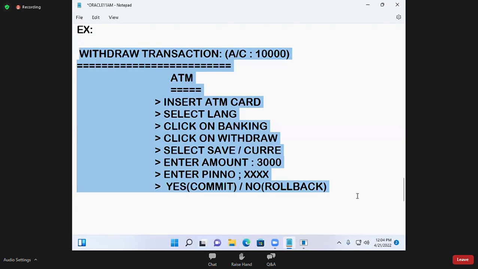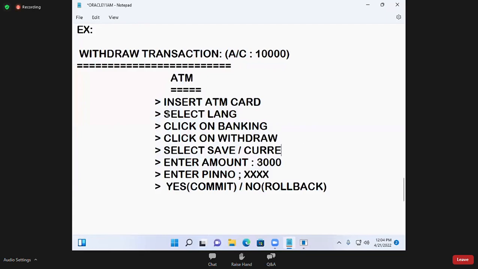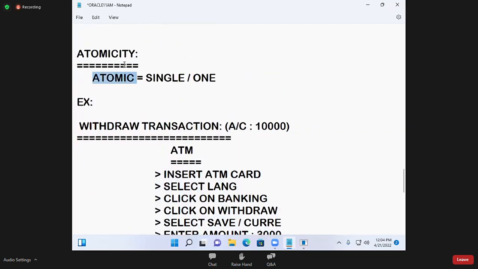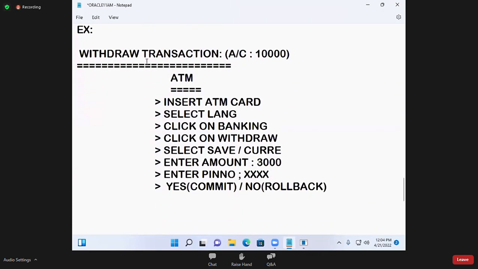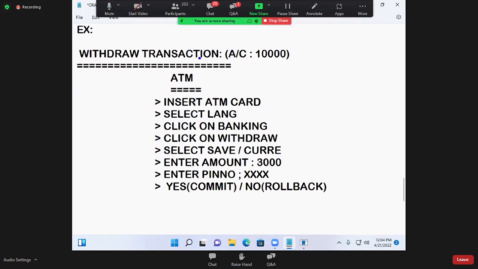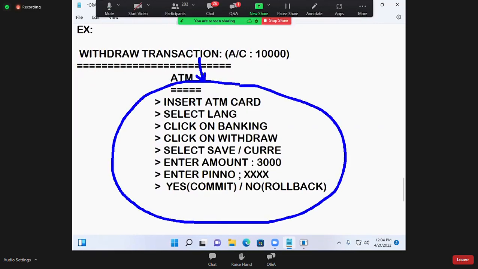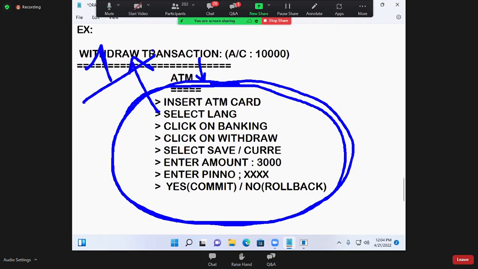In that 1 transaction, how much amount did you withdraw? 3,000 rupees. Yes or no? So now can I say here, atomicity. What is the meaning of atomicity? Atomicity means single. Whenever you do some transaction, whatever internal operations we performed in the transaction, the combination of all these operations will be taken as 1 transaction. That is called atomicity.